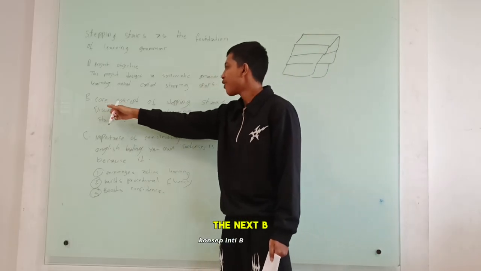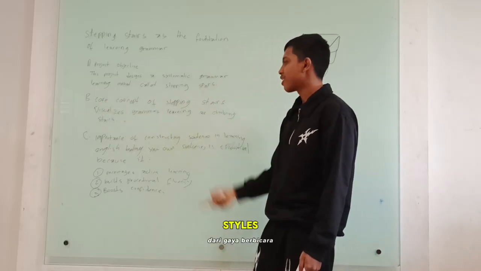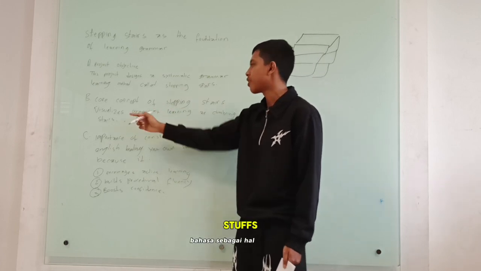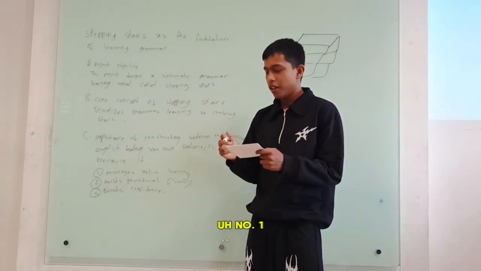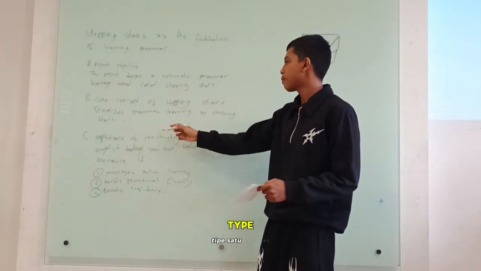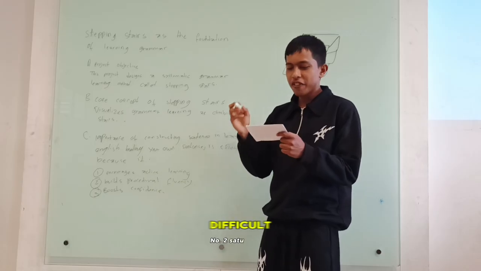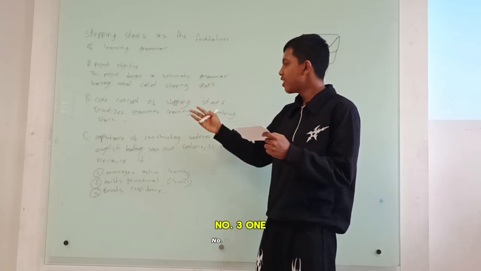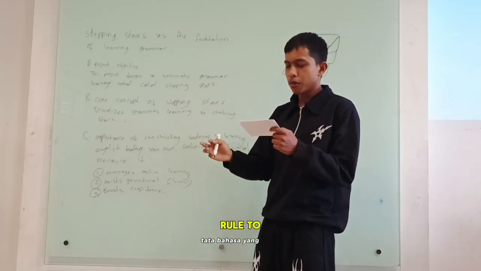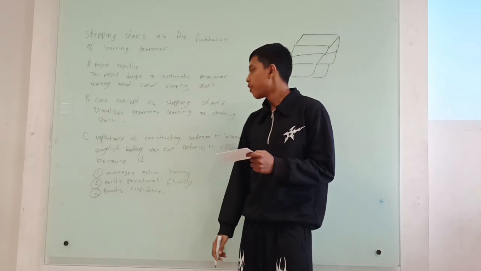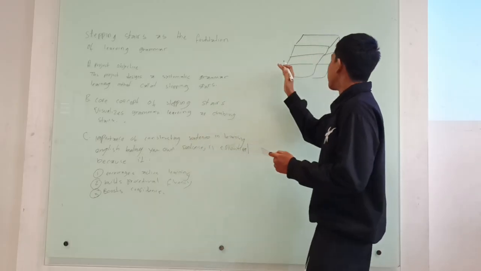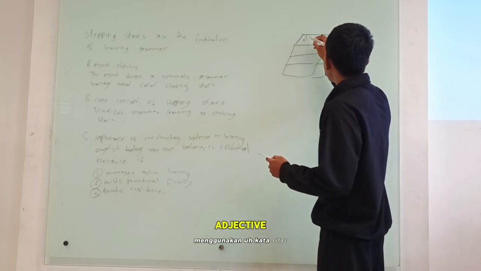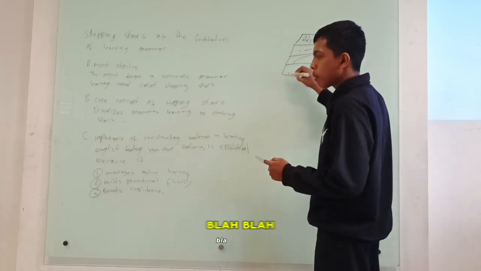Next, B. Core concept of stepping stars. It visualizes grammar learning as climbing stairs. Number 1, one sentence type. Number 2, one difficulty level, basic to transformation. Number 3, one grammatical rule to master before moving on. Later, we start using adjectives.